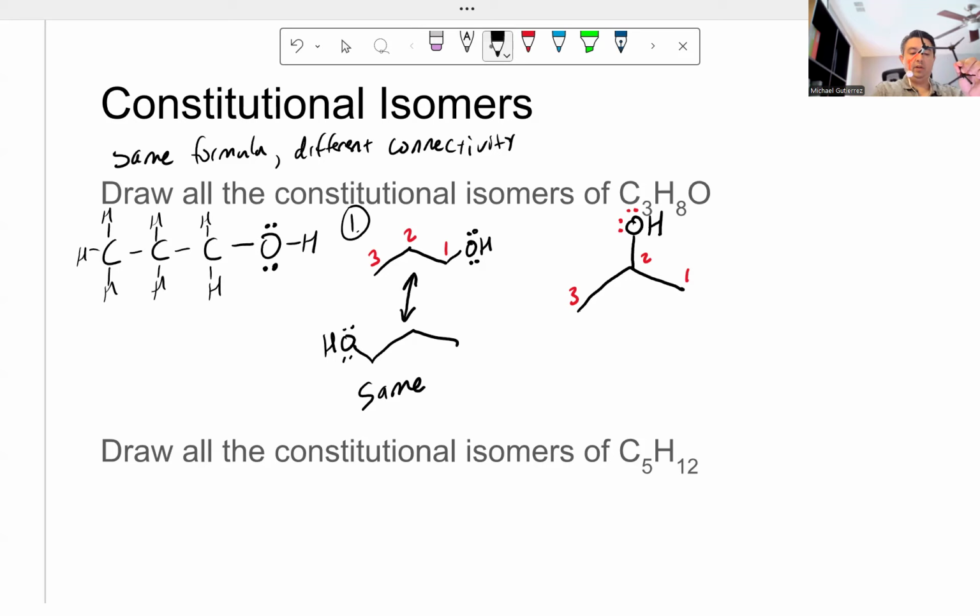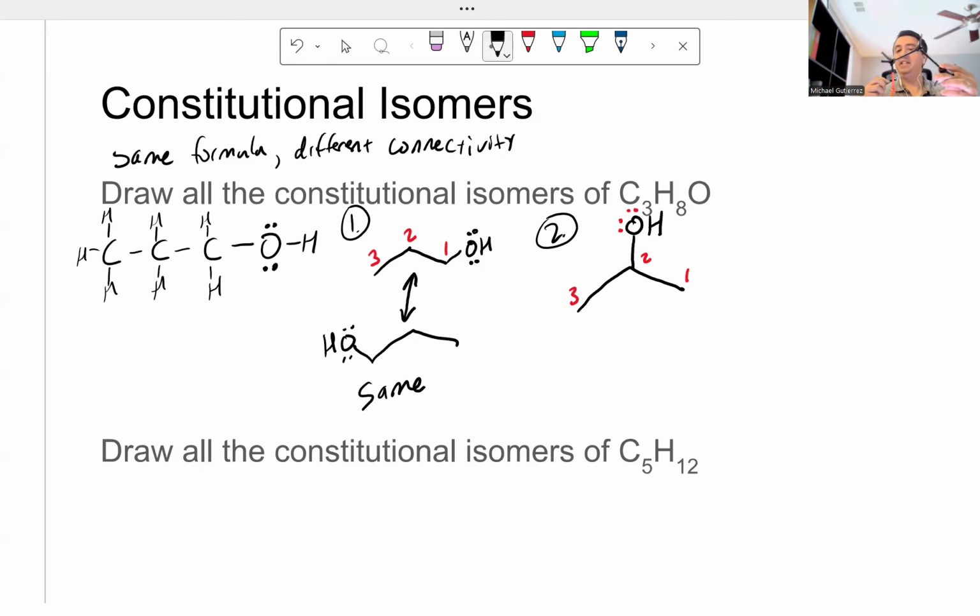So we have one isomer here. This is a constitutional isomer. Can you think of another way to rearrange this? There is one more possibility. I want you to pause the video. I want you to think about it. If you have a model kit, put it together. And I want you to think about another way that you can arrange the structure of this.